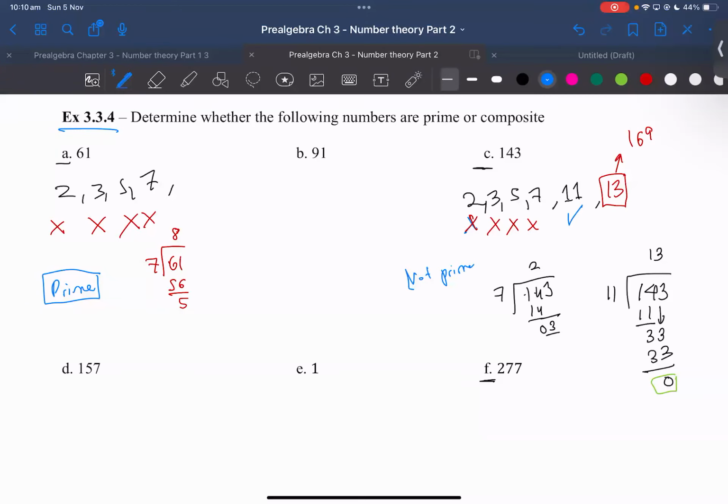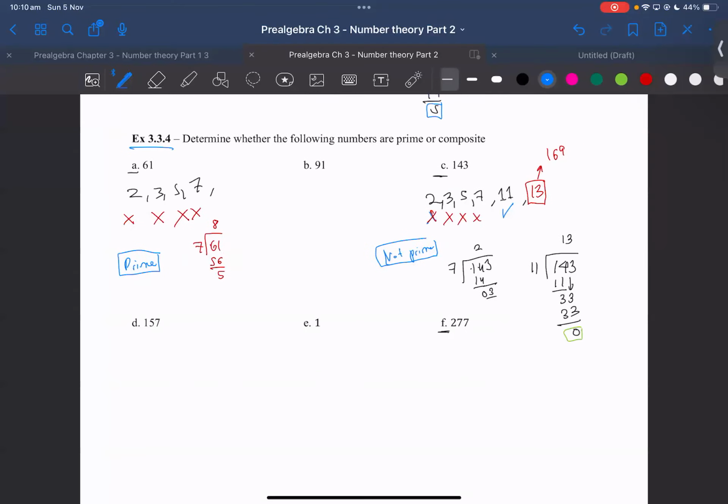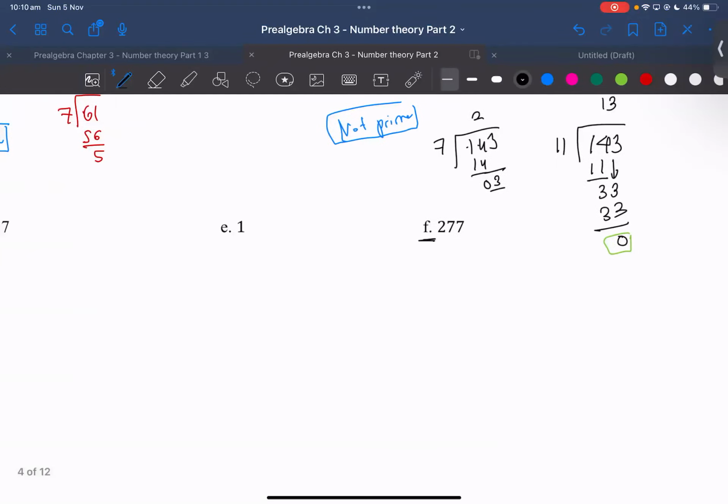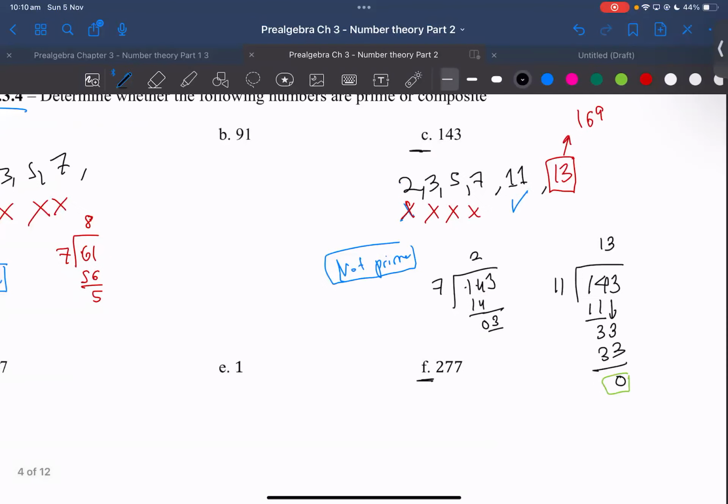Even if you didn't get the answer, how we did it makes sense. It's the important thing. So you check the primes and you should go through each one of them. And look, it's only very few numbers, 5 numbers. Even it's 143. And what about our final answer, question F, 277?